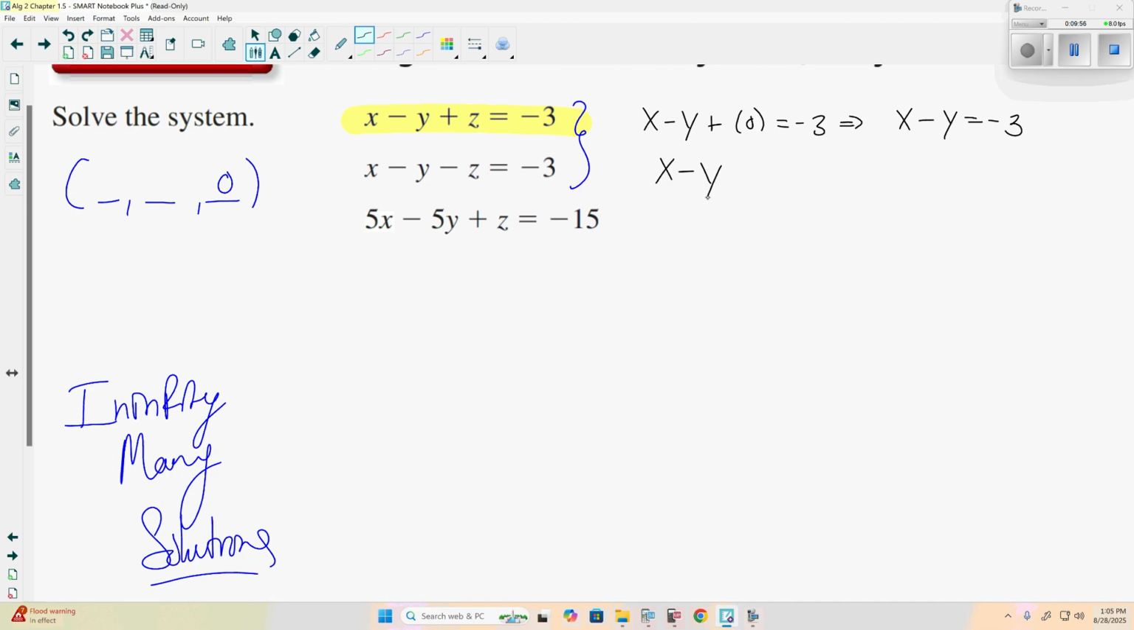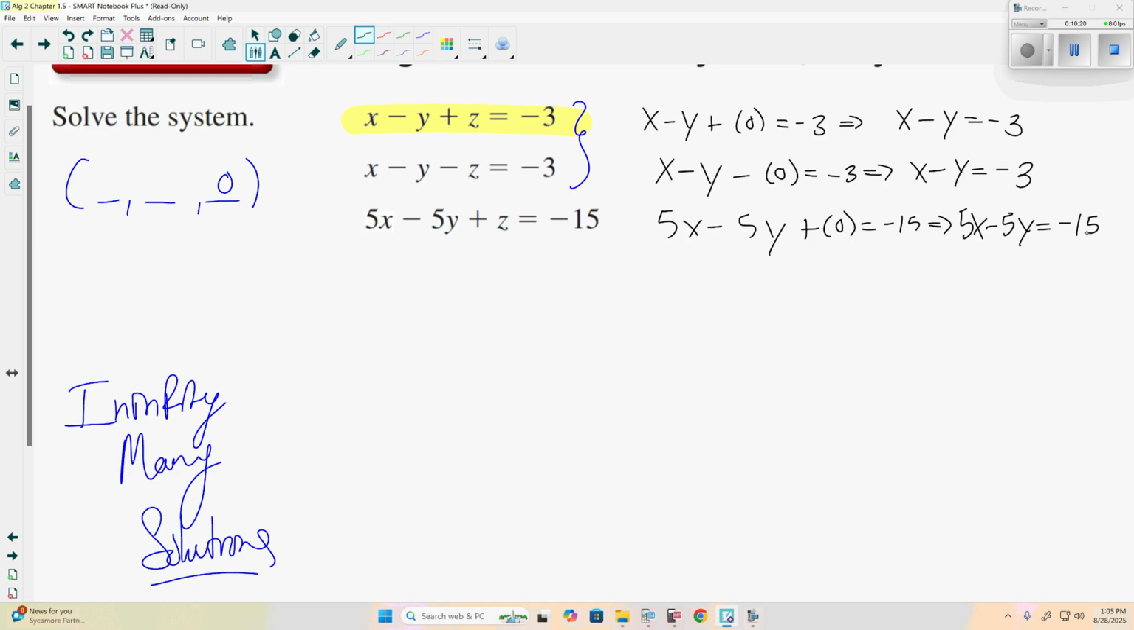We can do the same thing with our second equation. And our last equation. And if you notice, all three of these equations are the exact same equation, yes? Because it's just x minus y equals negative 3. X minus y equals negative 3. 5x minus 5y equals negative 15. We've multiplied it by 5, yes?